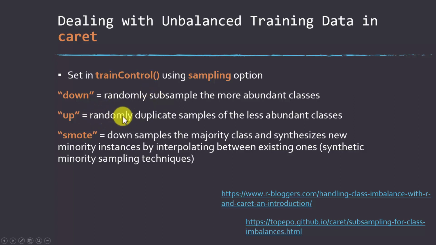Up means randomly duplicating samples of the less abundant class. The idea here is that you're not really throwing anything out, you're just replicating minority samples so the model sees the same sample more than once. And then this method, the synthetic minority sampling technique, creates synthetic minority samples from the original data by incorporating random noise and also using the actual minority samples that were provided.